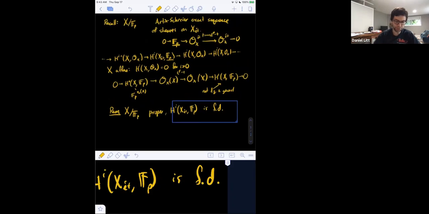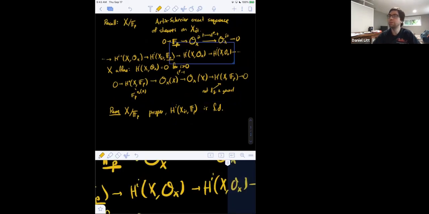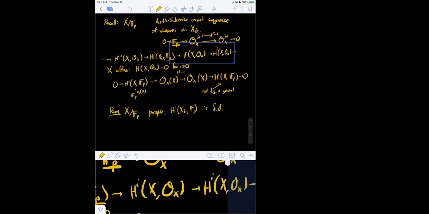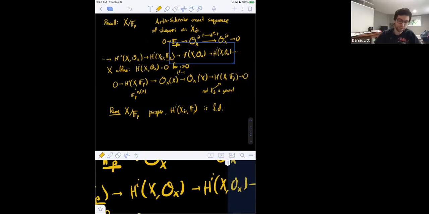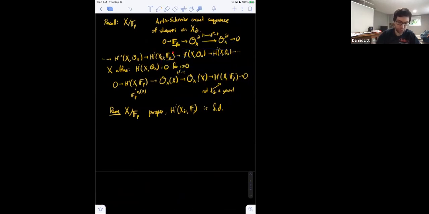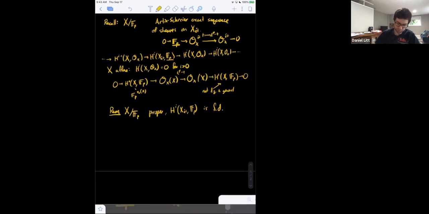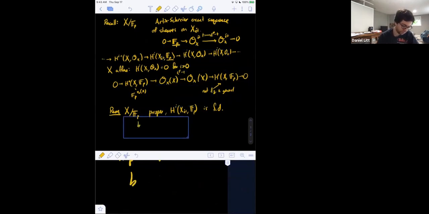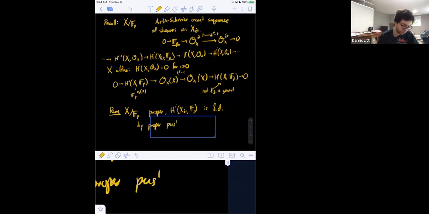Well, I claim it follows from this exact sequence, because H^i of O_X is finite dimensional. Yeah, exactly. So by coherence of proper pushforward, what we've done is we've sandwiched these terms we're interested in between some finite dimensional things. So they better be finite dimensional. So this is by proper pushforward for coherent cohomology.